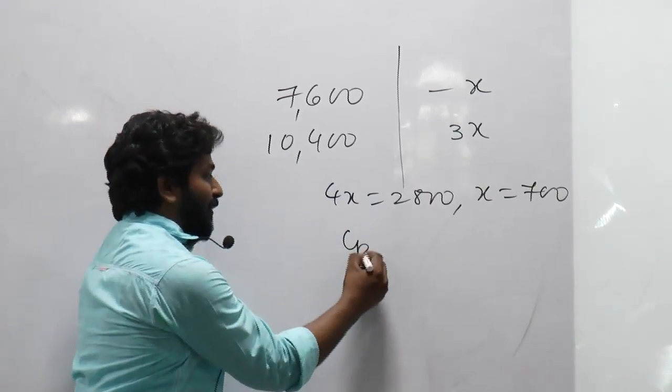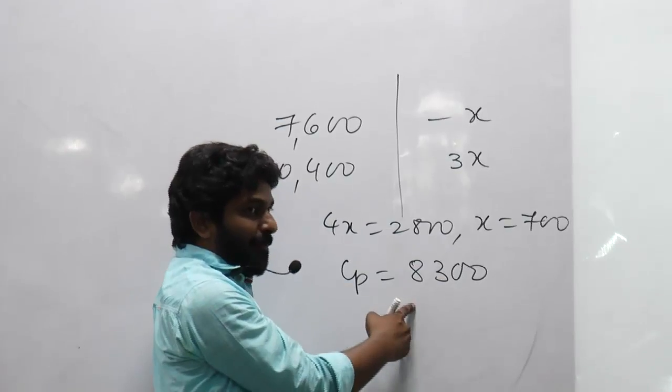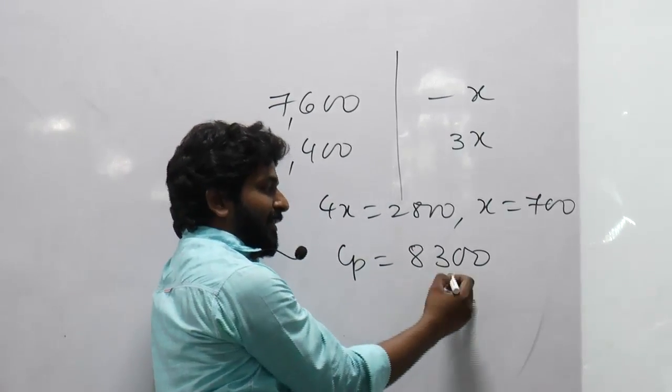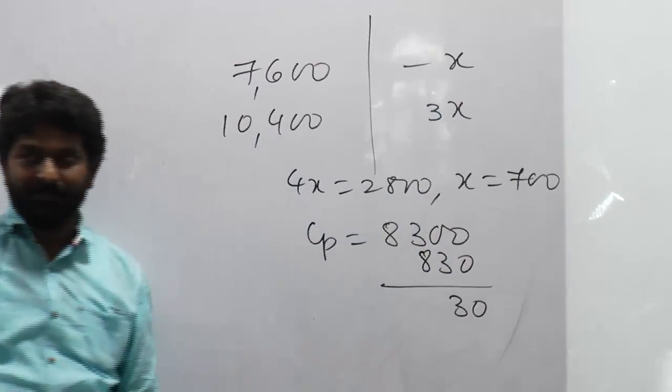When you are selling the article for 7,600 rupees, there will be a loss of 700. Then cost price will be equal to 8,300. And you are expecting a profit of 10%. 10% of this is 830. The answer should end with 30 rupees. First option is the answer.